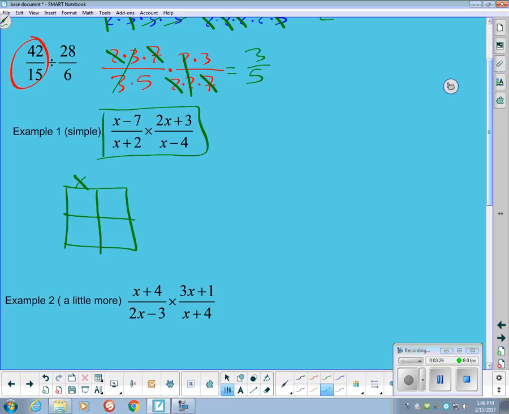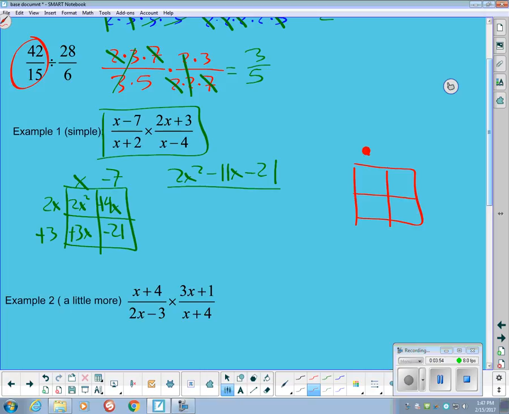So my numerator has got an x minus 7 and a 2x plus 3. So that's a 2x squared minus 14x plus 3x minus 21. That gives me a 2x squared minus 11x minus 21 in the numerator. And in the denominator, I've got an x plus 2 and an x minus 4. There's x squared plus 2x minus 4x minus 8. So my denominator has an x squared minus 2x minus 8.